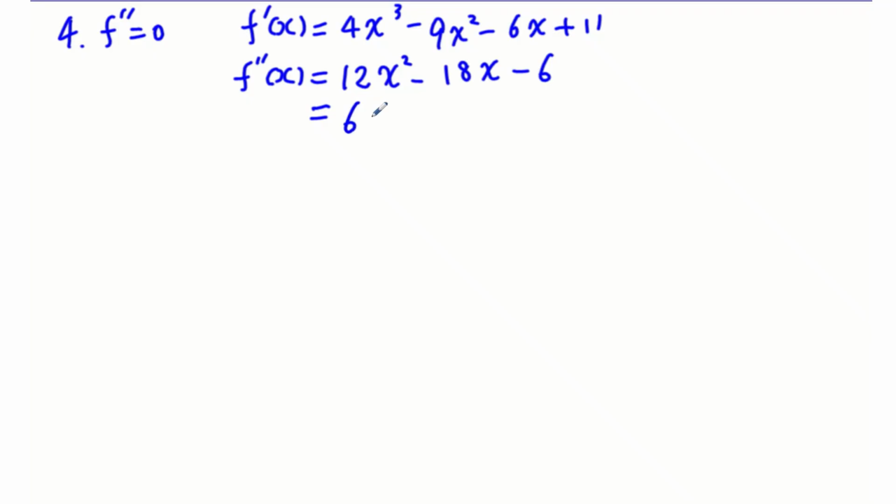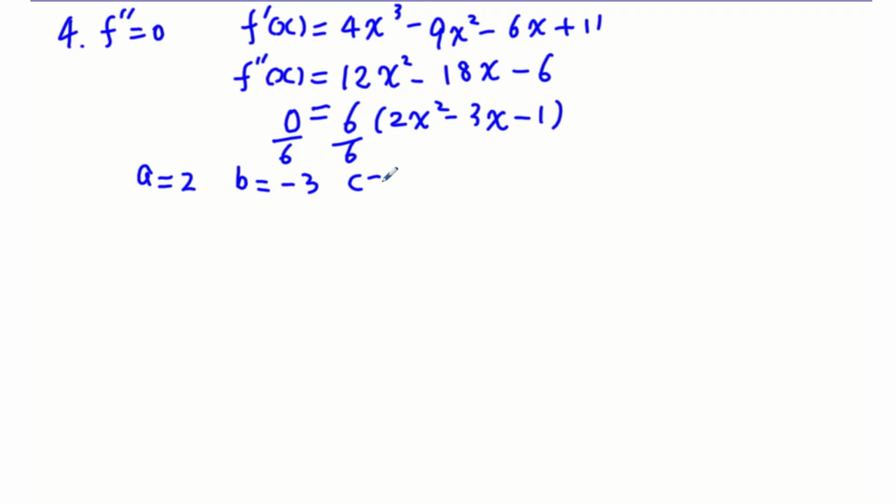So common factor 6, 2x squared minus 3x minus 1. Then we are going to find the double prime equals 0. So set this one equals 0, and divide 6 to both sides. We only have 2x squared minus 3x minus 1 equals 0. And a is 2, b equals -3, c equals -1. Use the quadratic formula again.